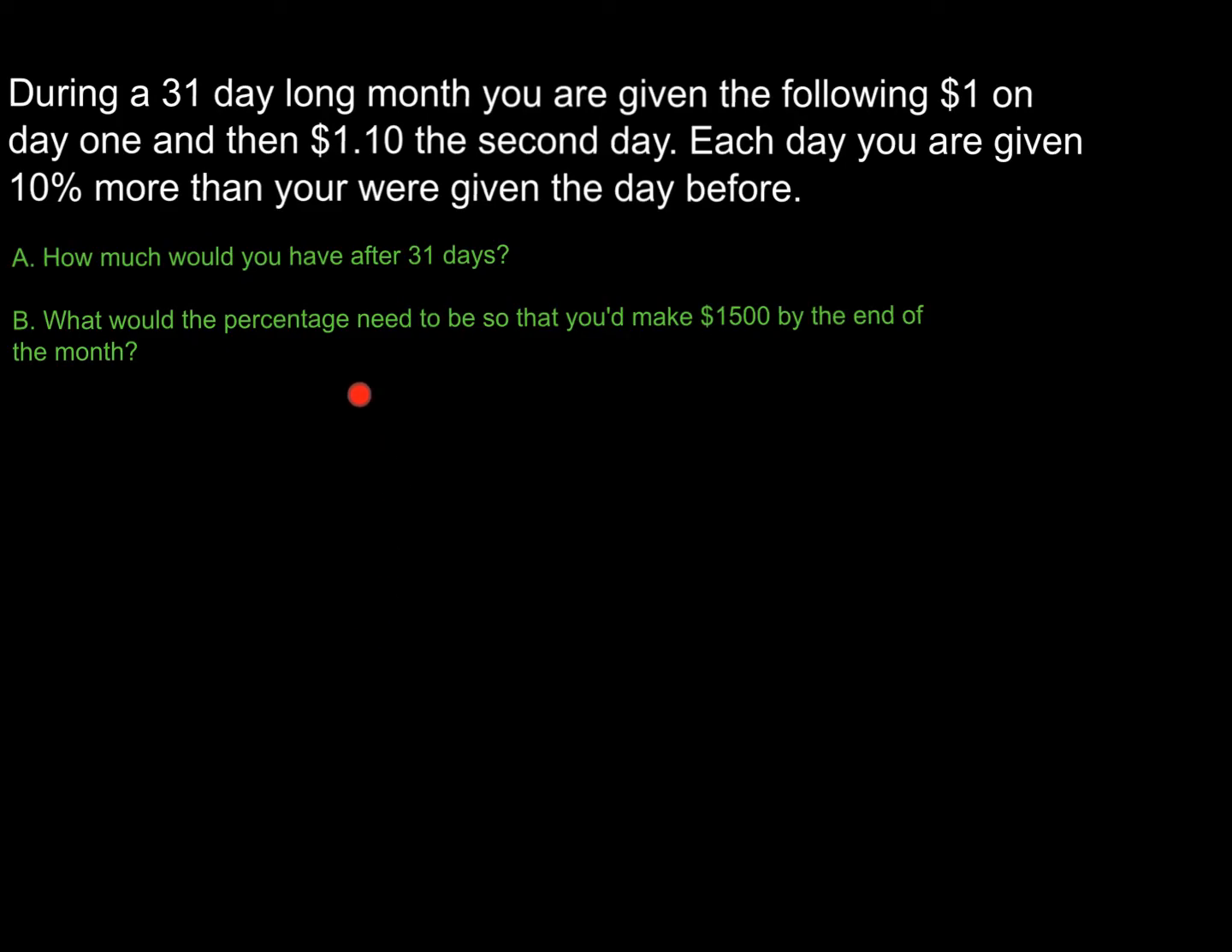So pause the video here and separate your paper into two sections. On the left section, I want you to give this a try on your own. It might be helpful to just write out what you'd have on day 1, how much you'd get day 2, day 3, maybe go up to day 4, just to give yourself a little idea of what's happening, and then go from there. Make sure you give it a full attempt, and then we'll talk about this one briefly.